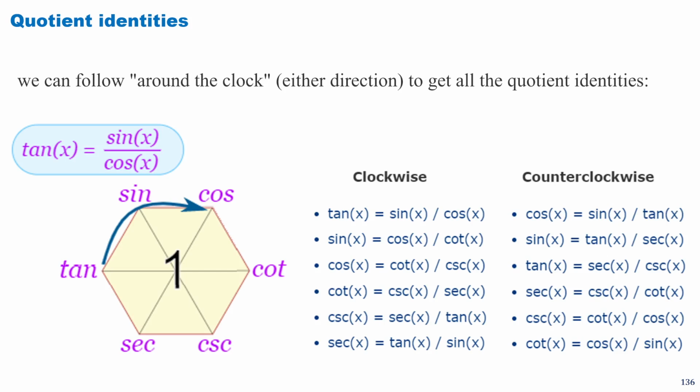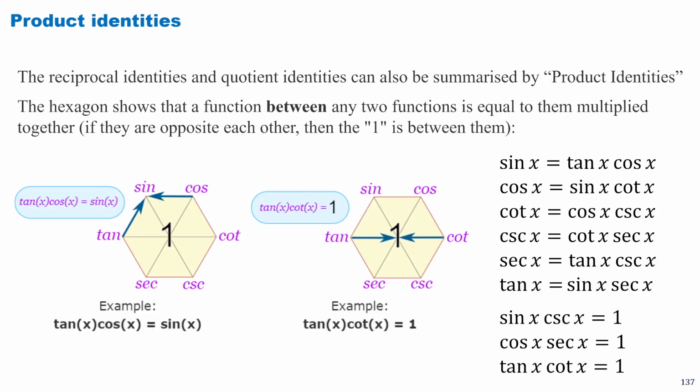Okay, next, product identities. The reciprocal identities and quotient identities can also be summarized by product identities. The hexagon shows that a function between any two functions is equal to them multiplied together. If they are opposite each other, then 1 is between them. And then we have the following product identities listed on the right.